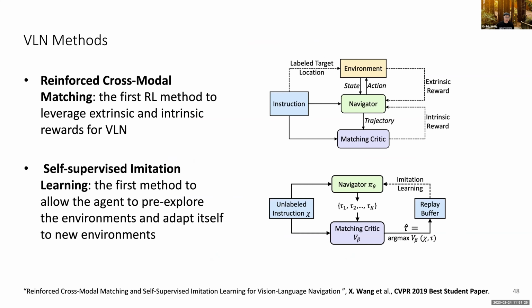I would like to mention our CVPR 2019 paper, which received the best student paper award. It introduced the first reinforcement learning method for vision and language navigation to leverage extrinsic and intrinsic rewards. It also introduced the first method to allow the agent to pre-explore the environment and adapt itself to new environments.